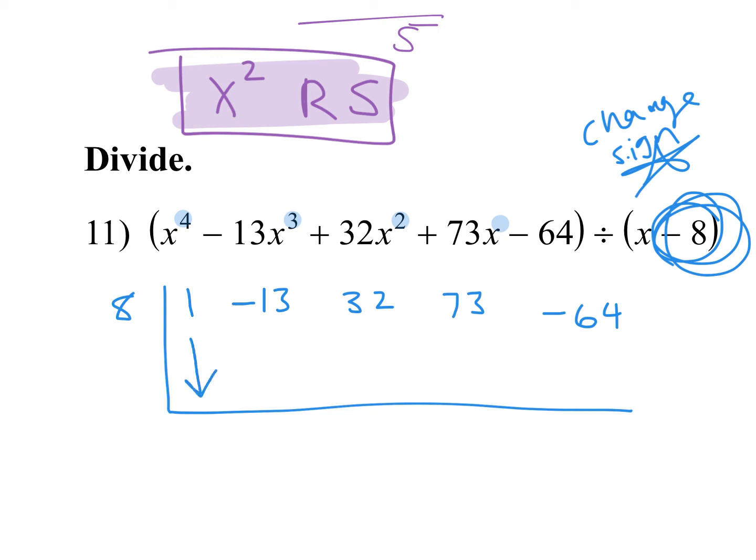Alright, step 1, bring down the first number. And then we multiply everything on the outside. So 8 times 1 gives us 8. What's negative 13 plus 8? Negative 5. Negative 5. And then 8 times negative 5? Negative 40. Negative 40. 32 minus 40?